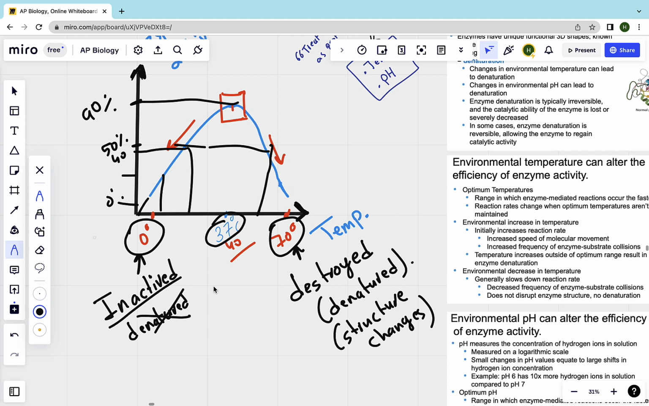Now, if the temperature was at 70 and then it dropped to 57? Very good, it's already destroyed. I will give you plus one on this question. Plus one to Mariam.